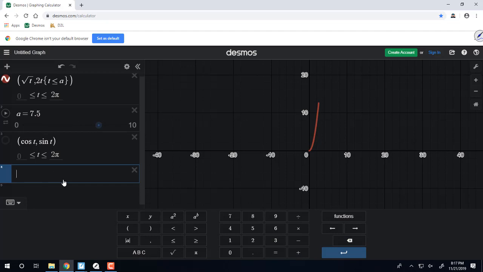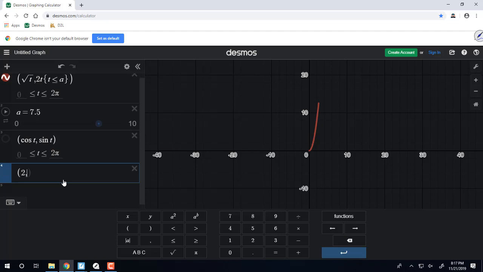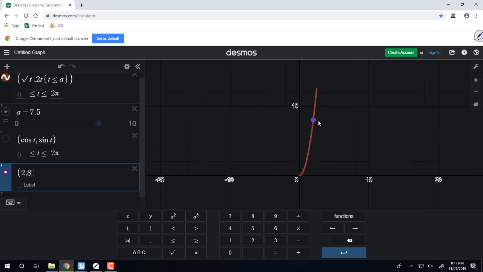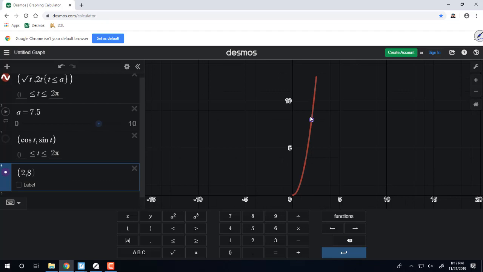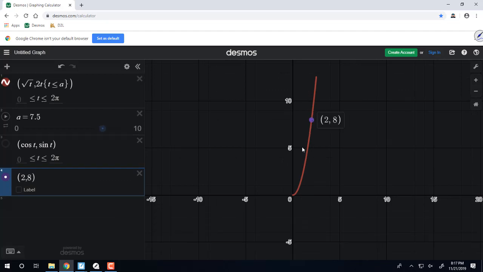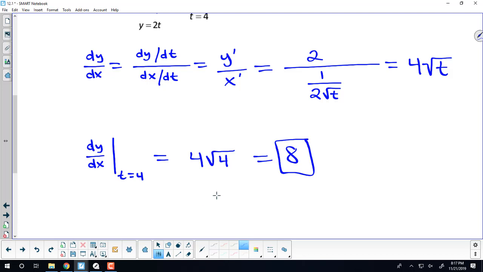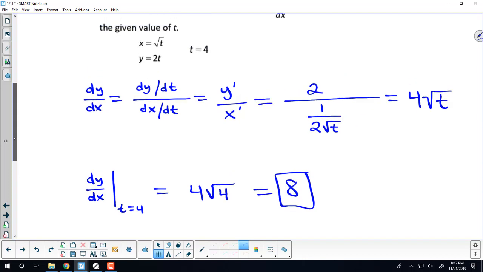So when t is 4, we have the point 28. That's that steepness. The steepness of that curve at that point is 8. It has nothing to do with the y value, of course. Y'all have any questions on that?